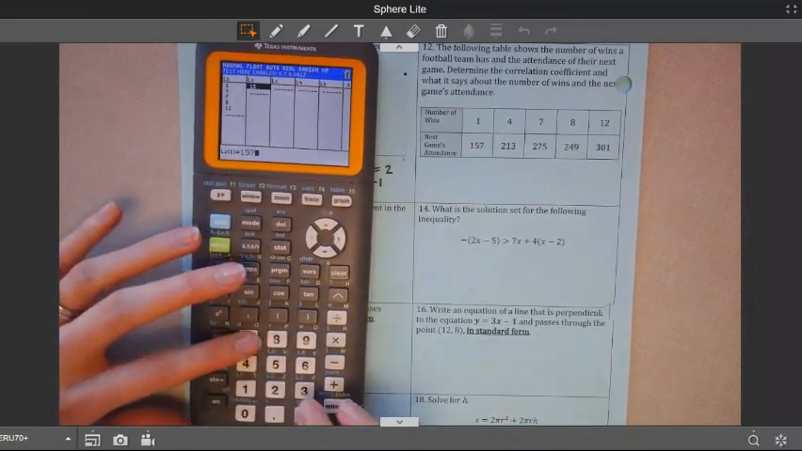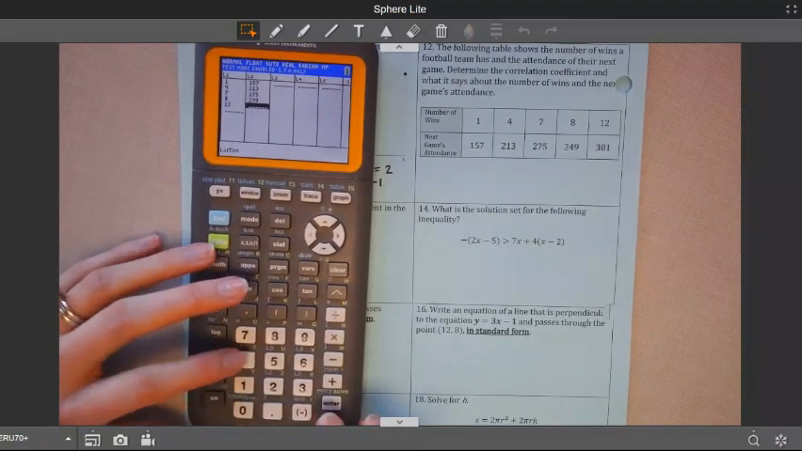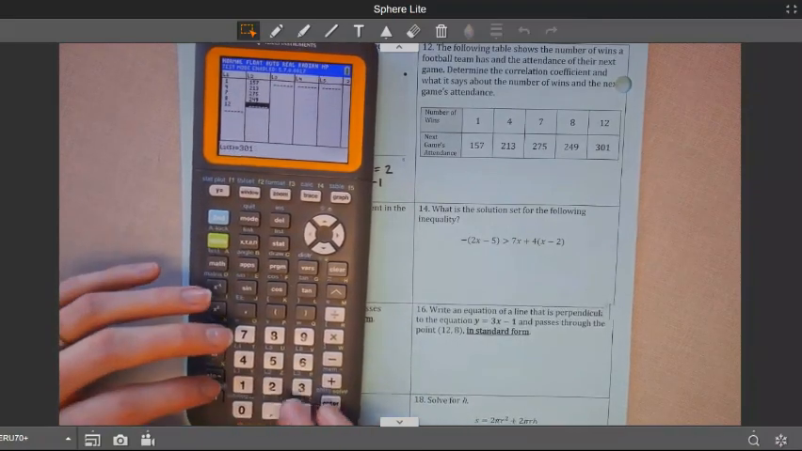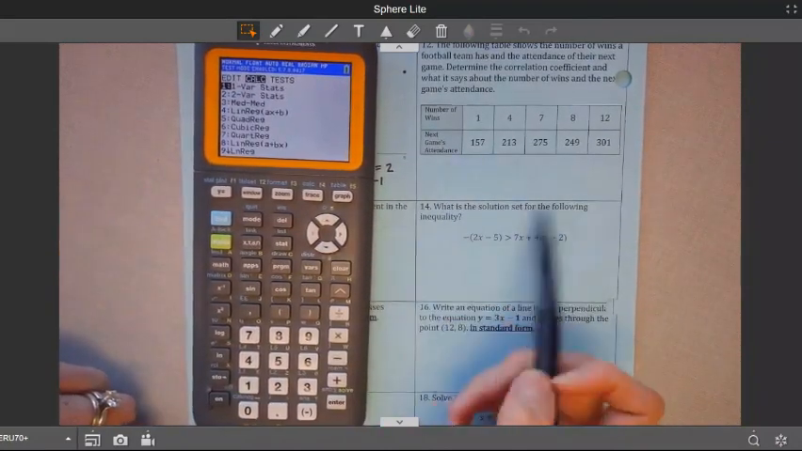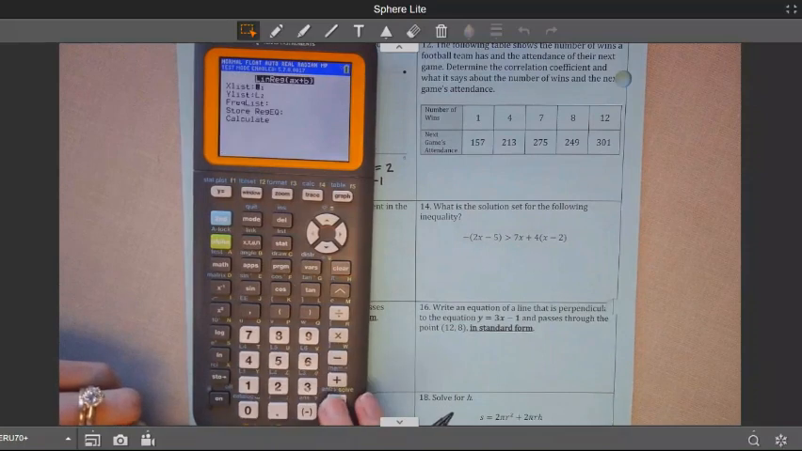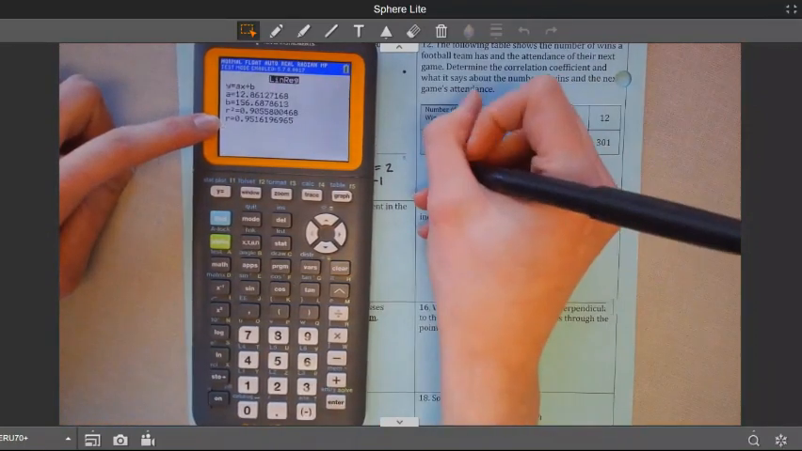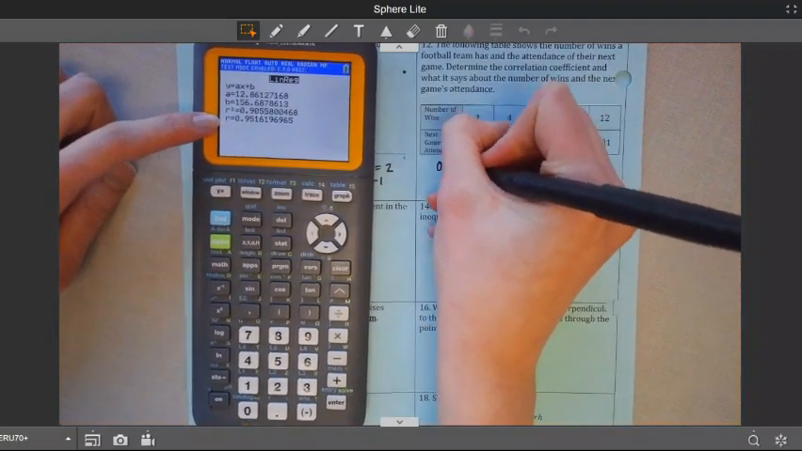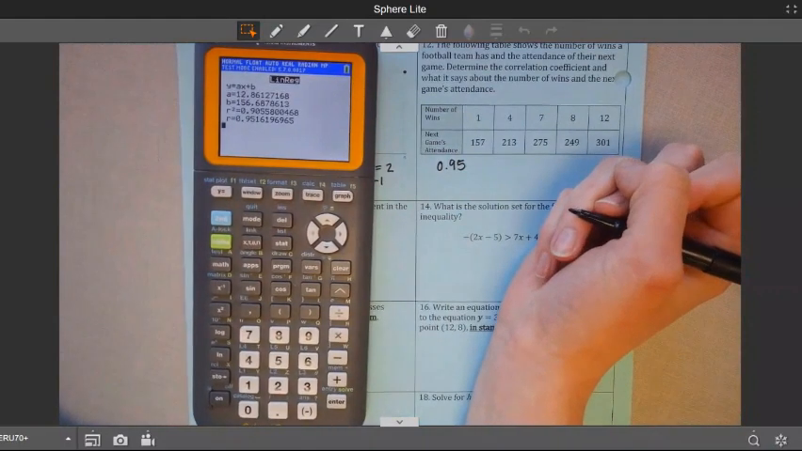Ooh, not 15, 157, 213, 275, 249, 301. Then I can hit stat, right arrow over to calc. Since it is a linear regression I'm predicting, I'm going to hit 4, enter, enter, enter till it changes. I get my R value is 0.95. I can also get the equation if I really wanted, but I didn't ask for it. I just asked for the correlation coefficient.